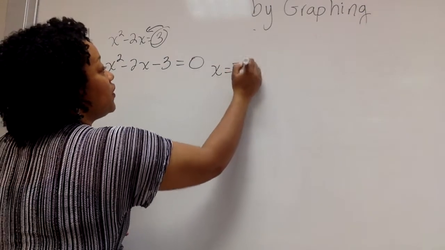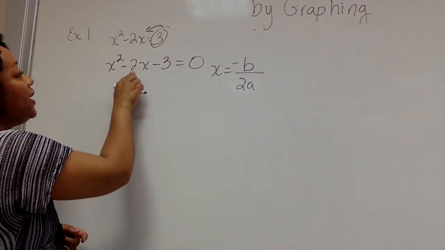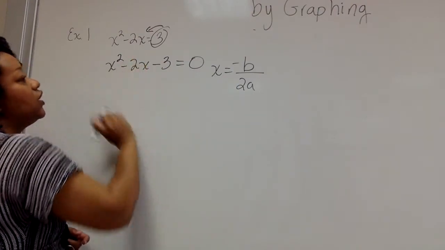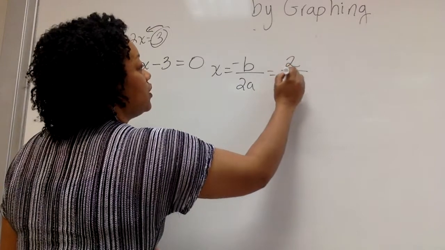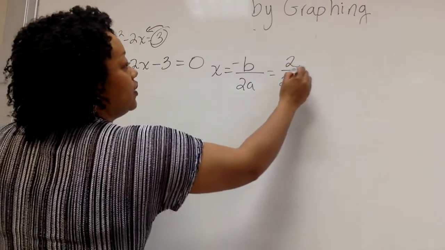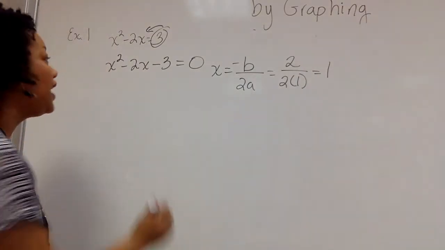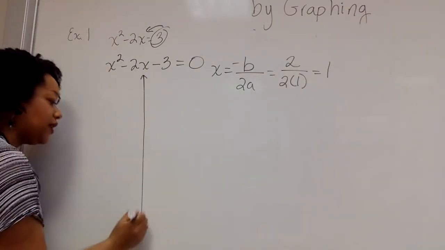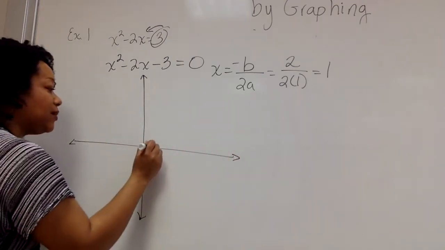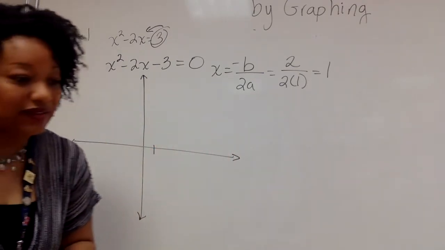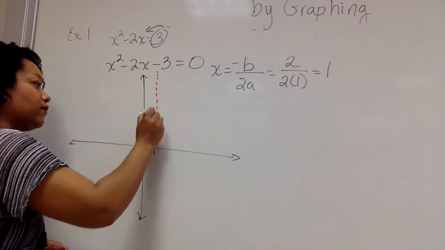You got to remember that this is how you find the axis of symmetry, okay? My B is negative 2, so the opposite of B would be positive 2. And then my A is 1. So 2 divided by 2 is equal to 1. Go ahead and take a moment and draw in your line of symmetry where x equals 1. Go ahead and put that in.